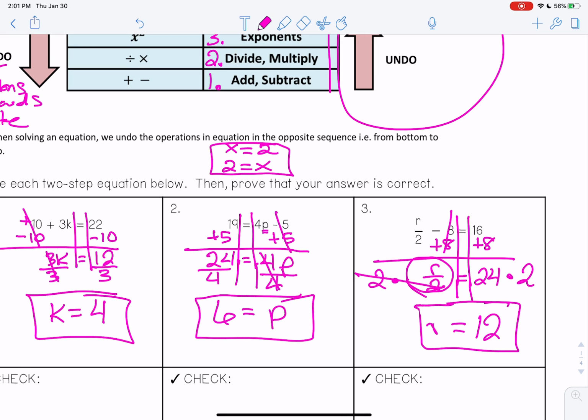Let me go ahead and fix that. We get r equals 12. Oops, nope, we don't.